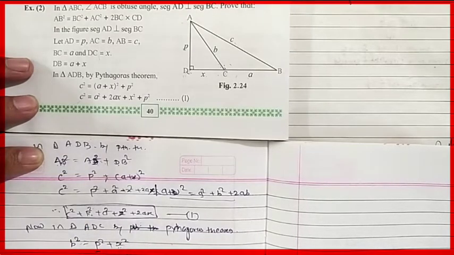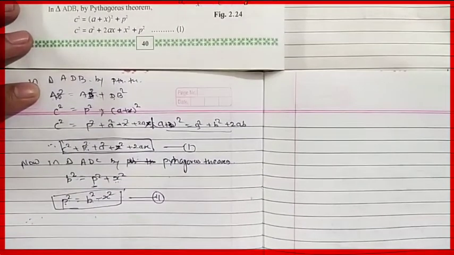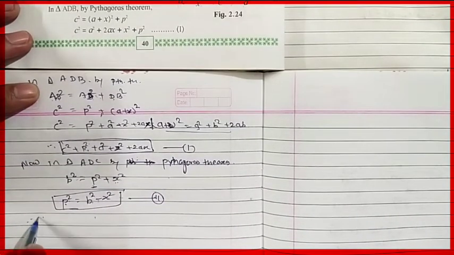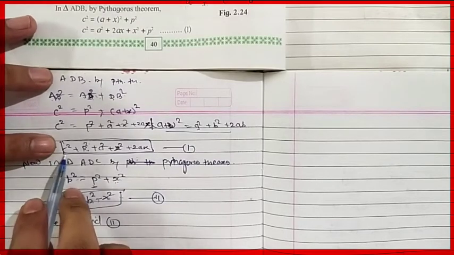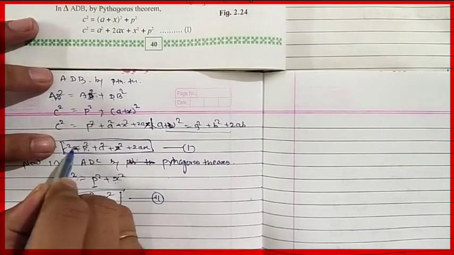Therefore by equation 1 and 2, what is equation number 1? It is C square, it is not plus, it is equal sign.